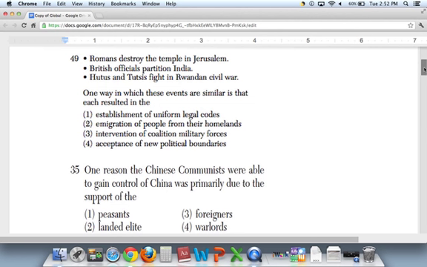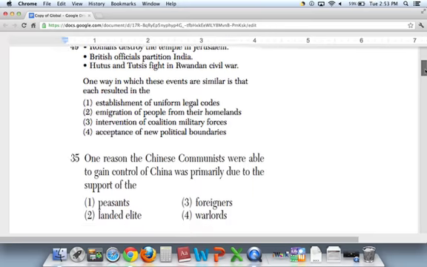Personally, I know that when India partitioned, a lot of people moved from their homelands to another area. And if you learned about Romans destroying the temple in Jerusalem, you also know that the people living in Jerusalem left the land that they were originally from, so their homelands. And so the correct answer would be 2, immigration of people from their homelands. And 1, 3, and 4 would be wrong because they don't have to do anything with legal codes, military forces, nor political boundaries. So therefore, 49 is number 2, immigration of people from their homelands.